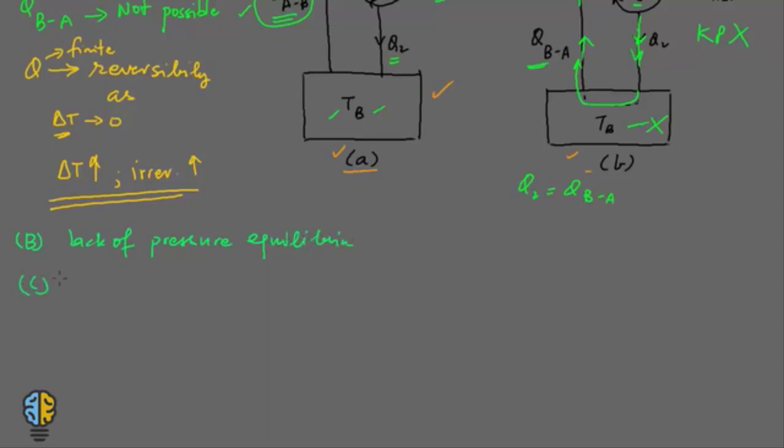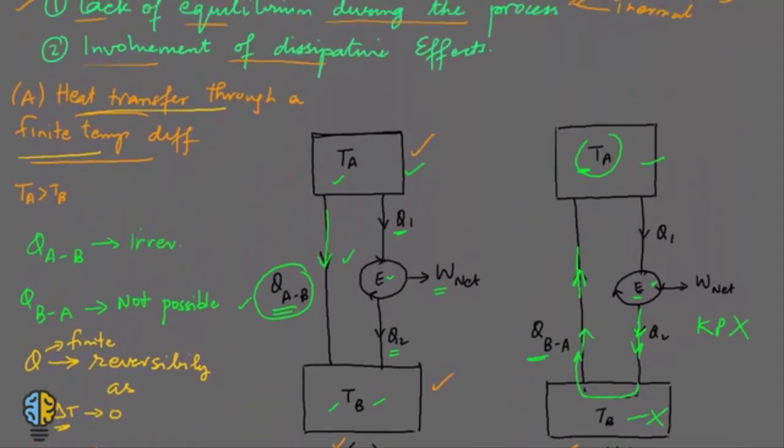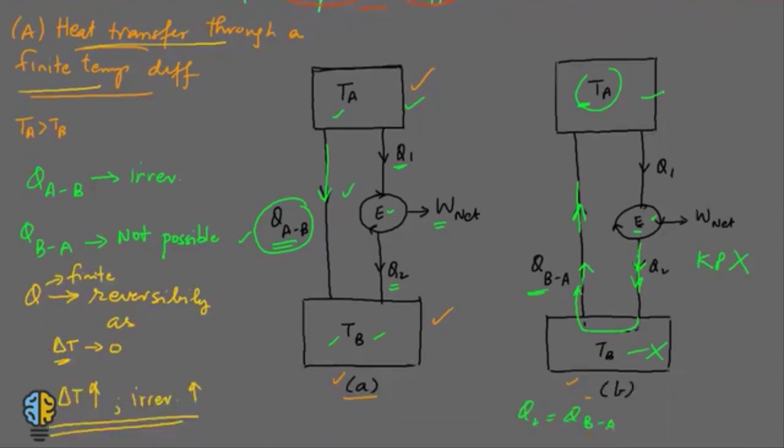Alright. The next one is again a free expansion process, a spontaneous process, thus an irreversible one. Right. So now after this, let's understand the second cause of irreversibility, that is the involvement of dissipative effects. Now the irreversibility of a process may be due to the dissipative effects. Now what are these effects? Let's talk about these.